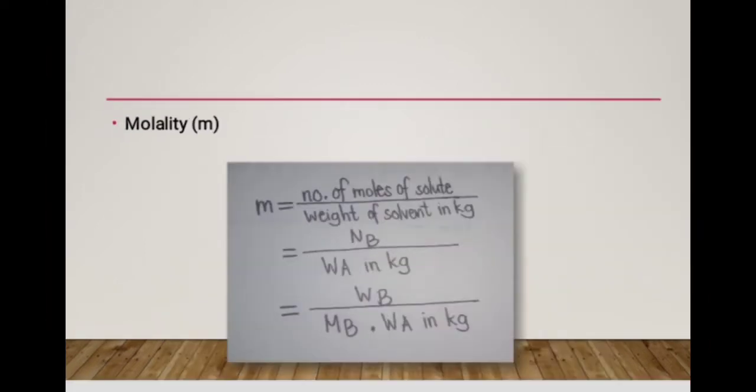The formula for molality is m equals number of moles of solute divided by weight of solvent in kilogram, equals number of moles of solute divided by weight of solvent in kilogram, equals weight of solute divided by molecular weight of solute times weight of solvent in kilogram.